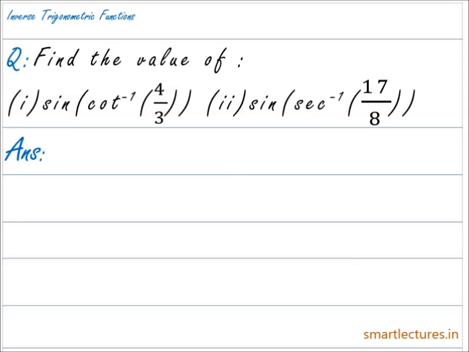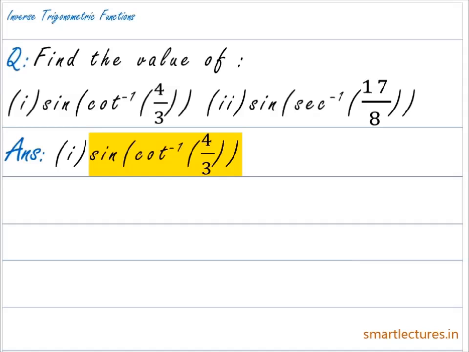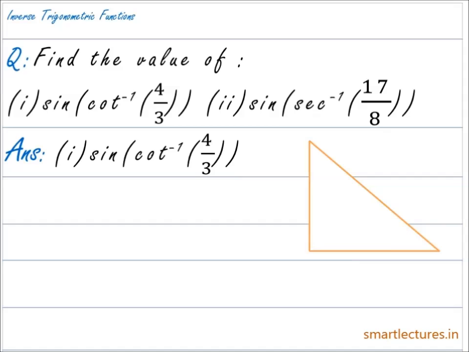Now here we have to find out the value of sine of cot inverse 4 upon 3. So first we shall write cot inverse 4 upon 3 in the sine inverse form. Now cot inverse 4 upon 3 means this is an angle in a right angle triangle in which the ratio of base to the perpendicular is 4 upon 3. So let's draw a right angle triangle, and here is the angle theta, and the side just opposite to theta is perpendicular and the other side is 4. So now here if the base is 4 units, then the perpendicular is 3 units.